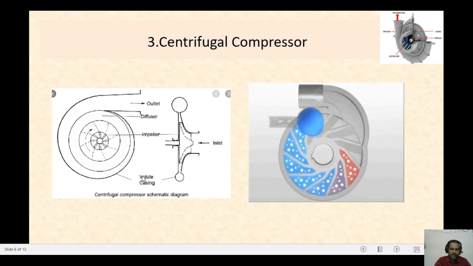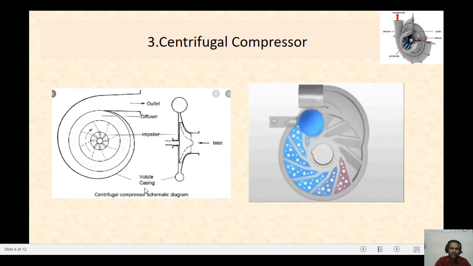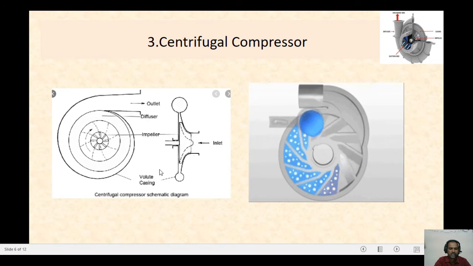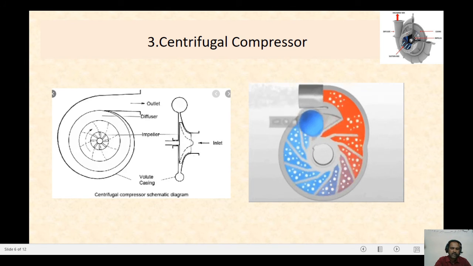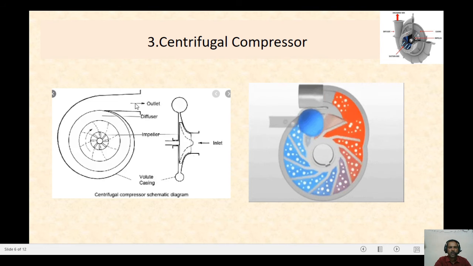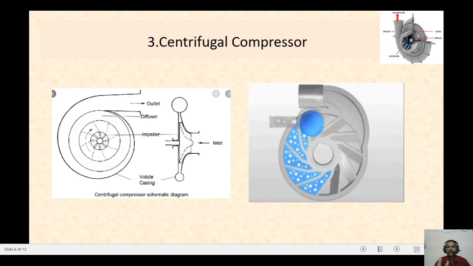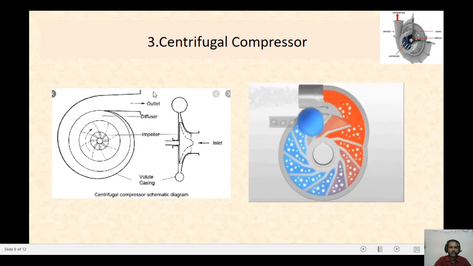And what do you mean by casing here? What is the main function of this casing? The volute casing. The main function of the casing or volute casing is to increase the air pressure to get highly compressed air, and that compressed air will be drawn through this outlet chamber. So this is the main function of the impeller, diffuser, and the volute casing. Got it? So next, how does it work?